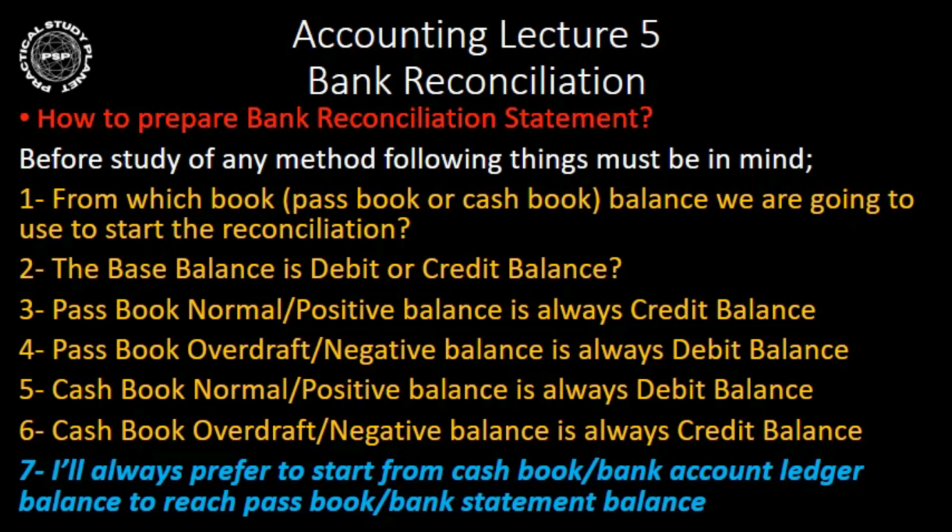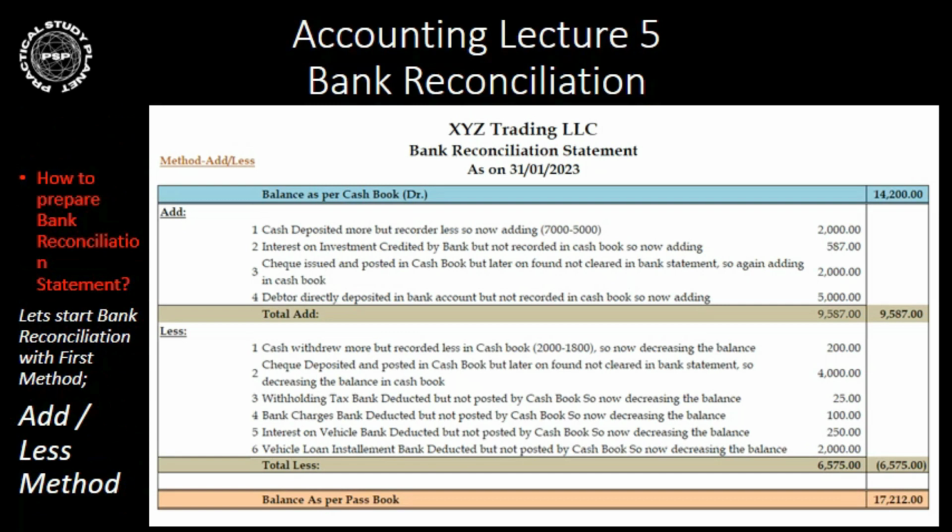The seventh point: I always prefer to start from the cash book or bank account ledger balance to reach the passbook or bank statement balance. That is the correct way of preparing the bank reconciliation statement. Let's start preparing bank reconciliation by the add-less method. The balance we are taking is the cash book balance, that is 14,200, and there are 4 things to add to this balance and 6 things to less.